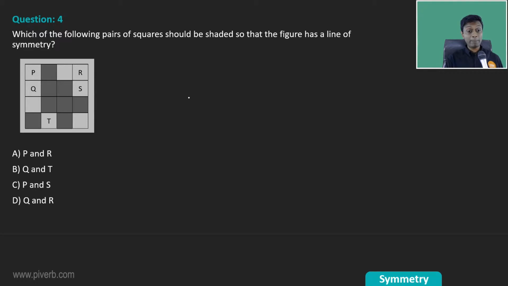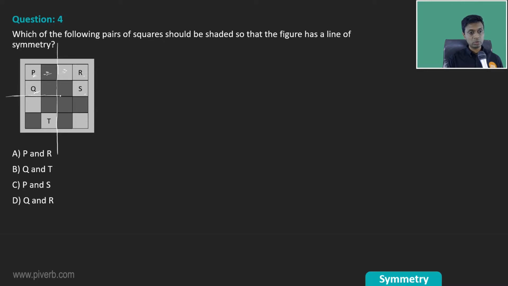Which of the following pairs of squares should be shaded so that the figure has a line of symmetry? Think about it. The line of symmetry could be vertical. Then these two should both be shaded, or both be unshaded. So that's not possible. We have freedom only over shading P, Q, R, S. So there is no vertical line of symmetry.